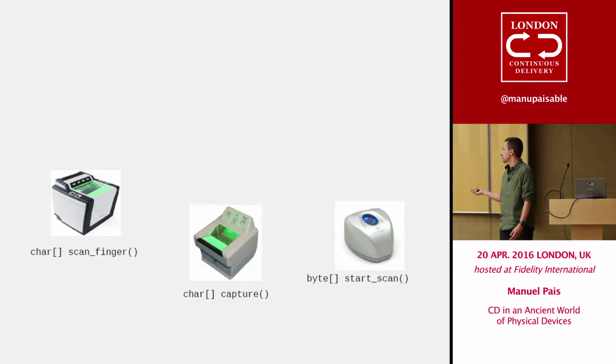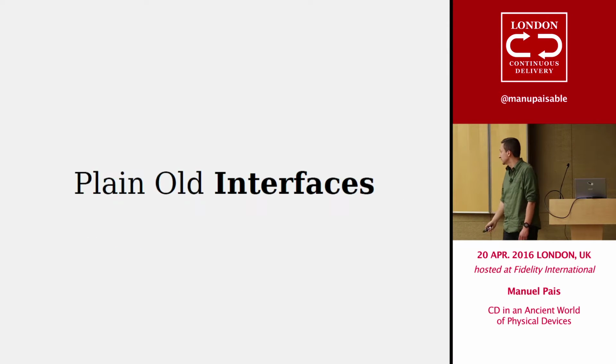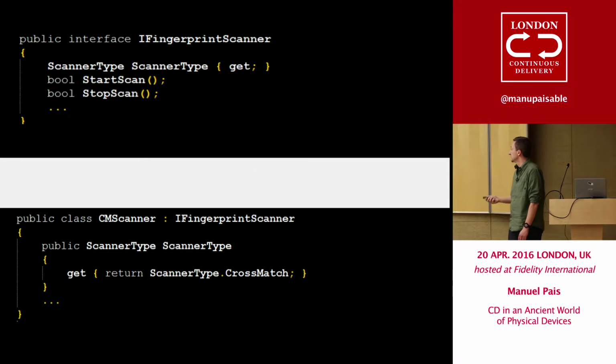So the first problem is that these devices have, like I mentioned, very low-level SDKs, and they're all different. Of course, you can't reuse the same calls across devices. So what did we do? It's no rocket science, just use interfaces.